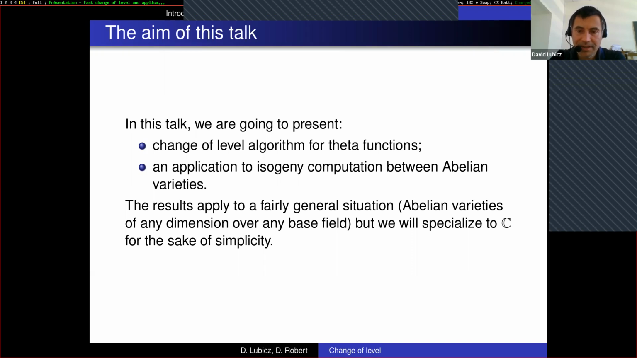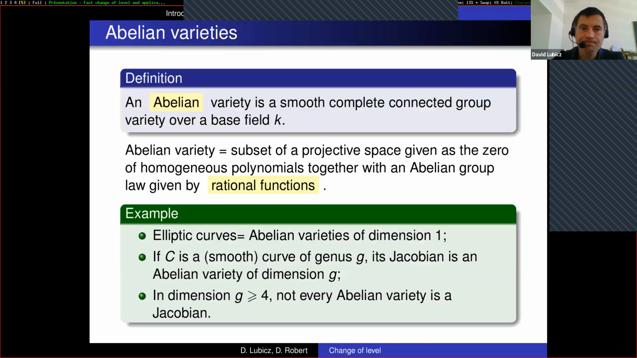I'm going to consider Abelian varieties of any dimension over any base field. Maybe I have to exclude the case of characteristic 2. But in this talk, we will specialize to Abelian varieties over C for the sake of simplicity. So first, a basic definition. What is an Abelian variety? This is a smooth, complete, connected group variety over a base field K.